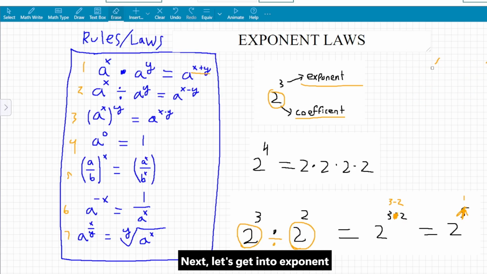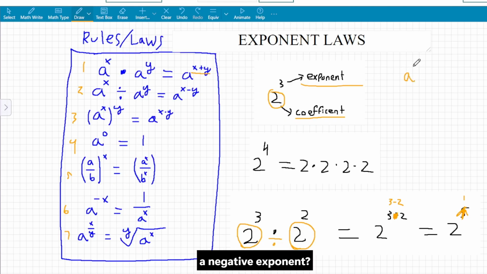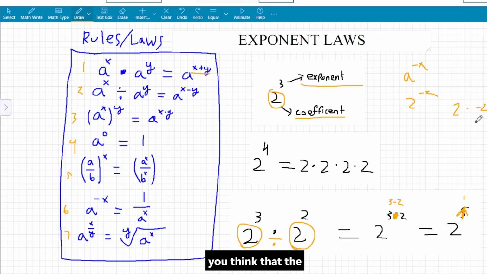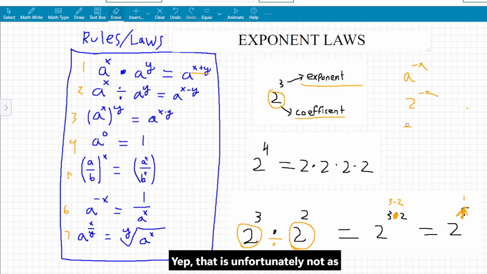Next, let's get into exponent rule number 6. This one's slightly more challenging. So, what do you do if you have a negative exponent? Well, would it just be, let's say, 2 to the power of negative 2? Would it just be 2 times negative 2? If you think that the answer to this would be negative 4, then you are wrong. Unfortunately, it is not as simple as it seems.